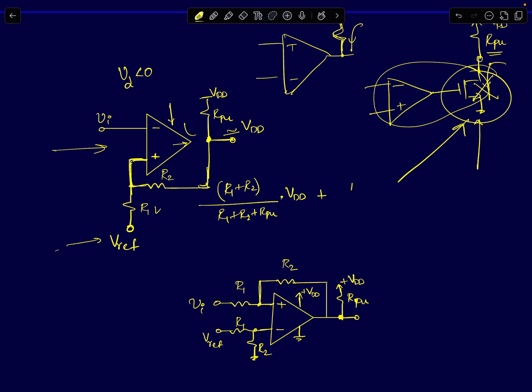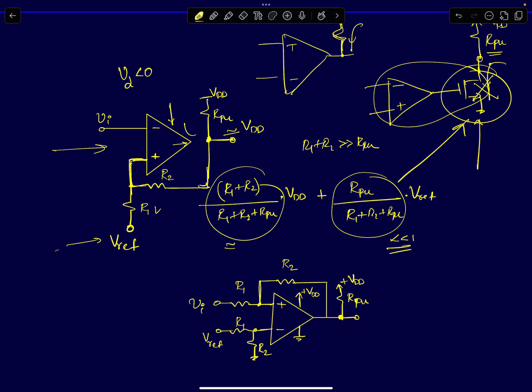assume VDD is 0, you will get a term like this: R pull up upon R1 plus R2 plus R pull up, times VREF. Now again, if you satisfy this condition, R1 plus R2 much greater than R pull up, you can see this term will become much smaller than 1, and this term will become close to 1, and the overall voltage at this node will become very close to VDD. It will be VDD plus some very small factor multiplied by VREF, which I'm ignoring, so it will come very close to VDD volts. So whether it's a single supply system or a dual supply system, you have to choose your pull-up resistor to be much smaller than the resistors R1 and R2 in the feedback path.